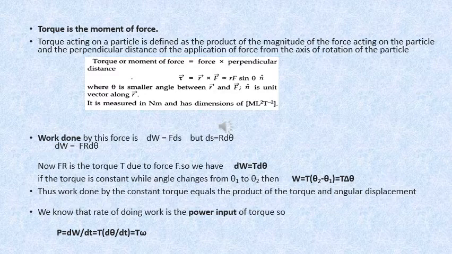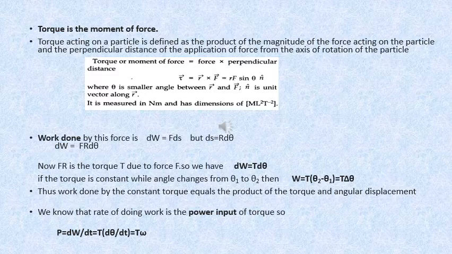Now, in form of vector, the torque is defined as the vector product of position and force vector. So the magnitude of torque is rF sine theta, where theta is the angle between the position vector and the force. In terms of vector, torque is equal to r cross F. The SI unit of torque is Newton meter. The dimensions are same as that of work, which is ML square T minus 2. The direction of the vector is perpendicular to the plane containing r and F.